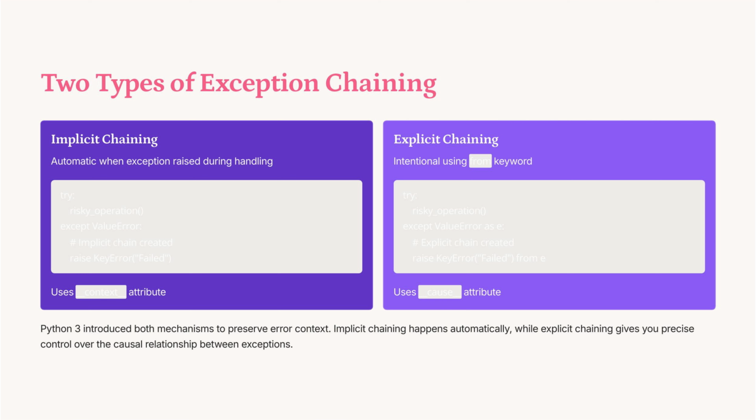failure. Python 3 supports two types of exception chaining: implicit and explicit. Implicit chaining occurs automatically when an exception is raised during handling, using the __context__ attribute. Explicit chaining, however, is intentional, using the from keyword to specify the __cause__ attribute. This allows developers to maintain precise control over error context.